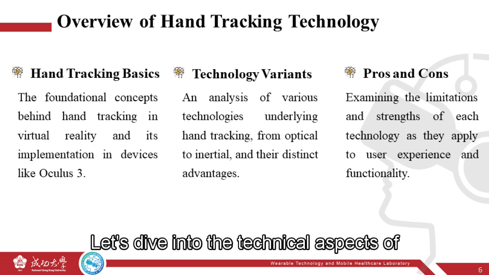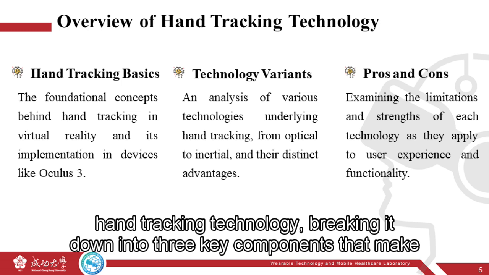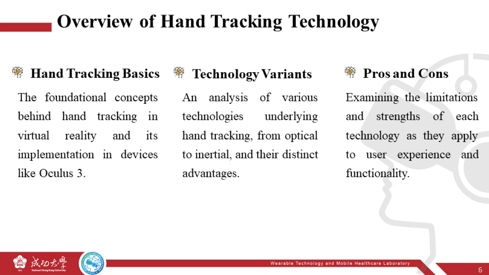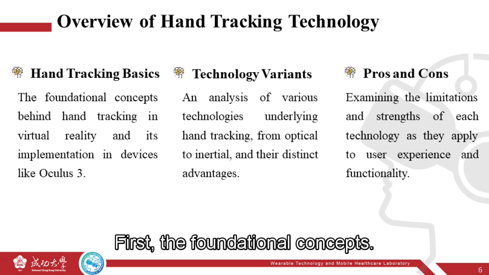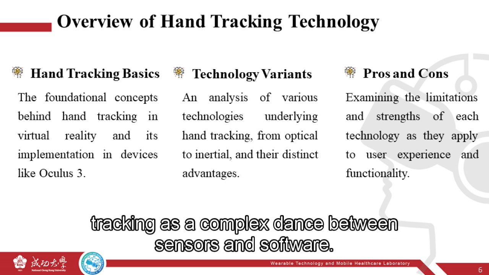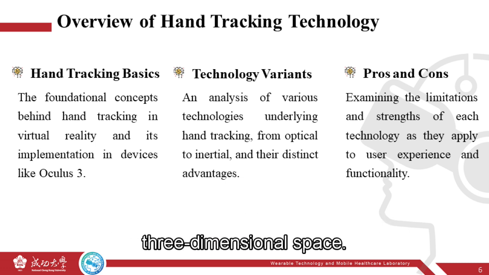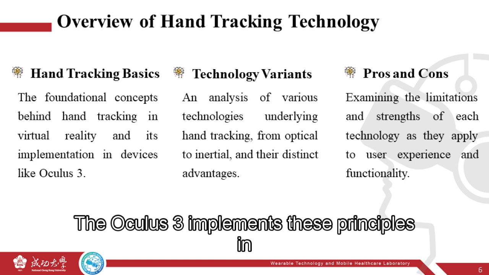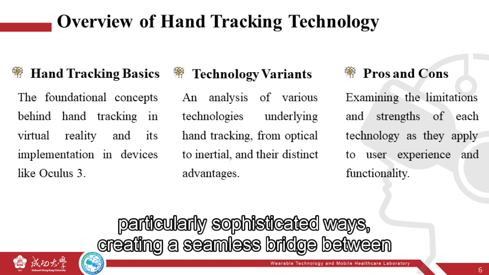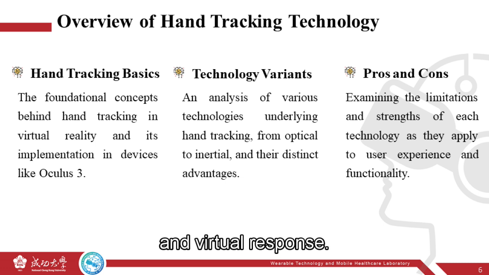Let's dive into the technical aspects of hand tracking technology, breaking it down into three key components that make this remarkable system work. First, the foundational concepts. Think of hand tracking as a complex dance between sensors and software. At its core, we need to understand how VR systems perceive and interpret hand positions in three-dimensional space. The Oculus-3 implements these principles in particularly sophisticated ways, creating a seamless bridge between physical movement and virtual response.